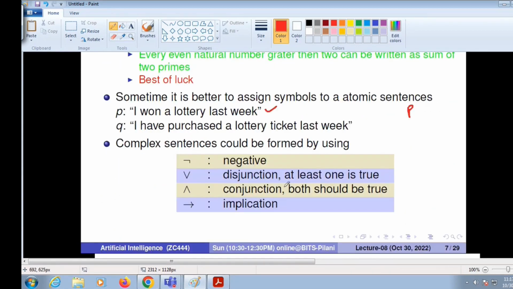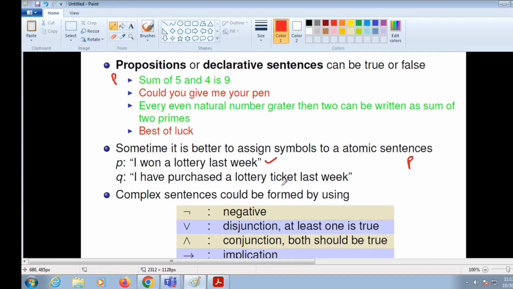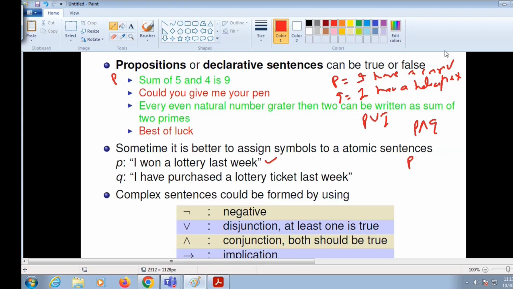Similarly, in the same way, conjunction and disjunction. P or Q. P means I have a car. Q means I have a helicopter. P or Q means what? Either I have a car or helicopter. Let's assume that I have a car, I don't have a helicopter. Similarly, P and Q means I have a car and a helicopter. So this statement is false.